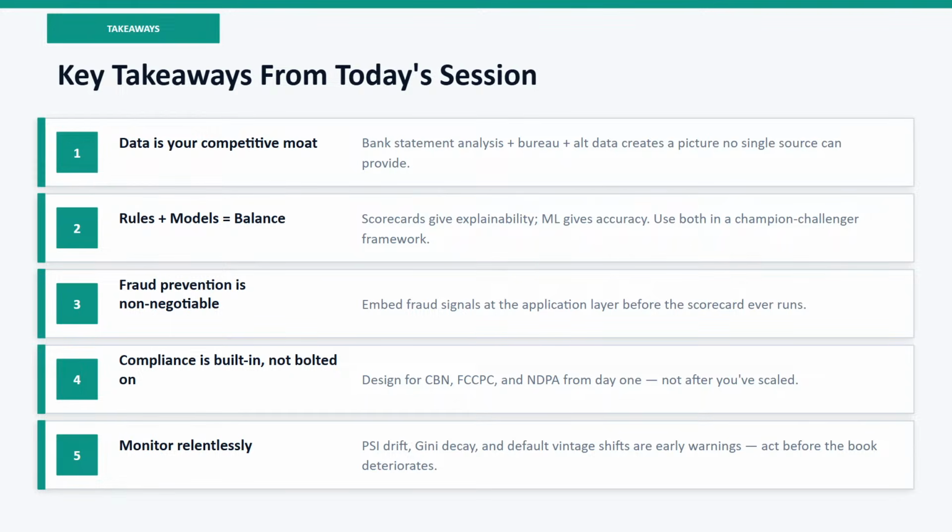A lot of startups, a lot of lenders have been fined because they are not compliant. The lending system is regulated by CBN. We have FCCPC, we have the NDPA, quite a number of them. So whatever engine you're building, you have to ensure that it is compliant with the regulation.